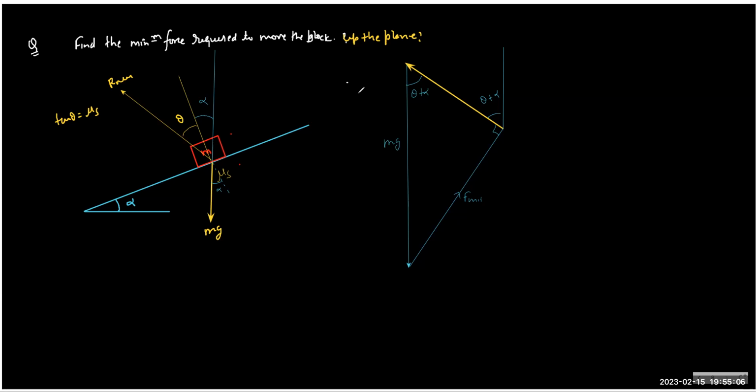And the answer is clear. What is F minimum? You can see, this is R max. So F minimum, from the triangle this time, will be how much? Tell me what F minimum is. It is mg sine theta plus alpha. That's it.